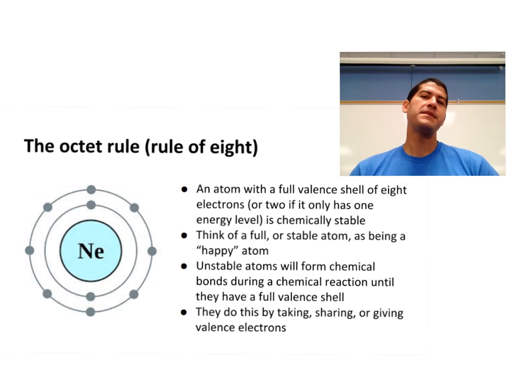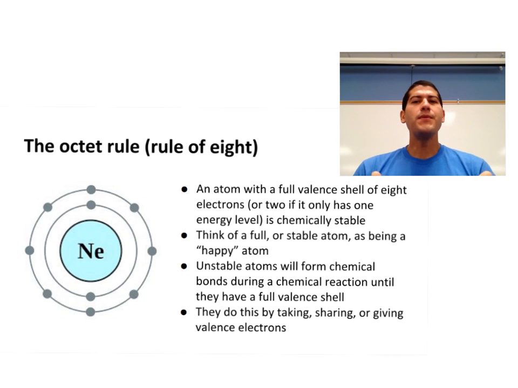So why do atoms gain, lose, or share valence electrons in a chemical reaction? Because of the rule of 8, or octet rule. You see, all of the atoms on the periodic table are electrically neutral. They have a net charge of 0. But they aren't chemically stable.